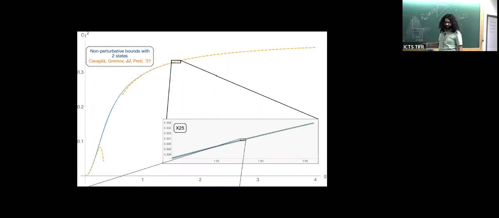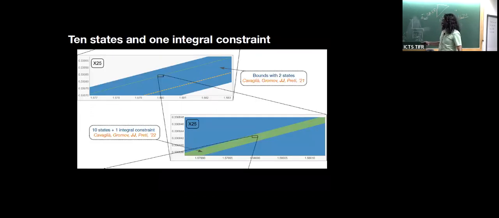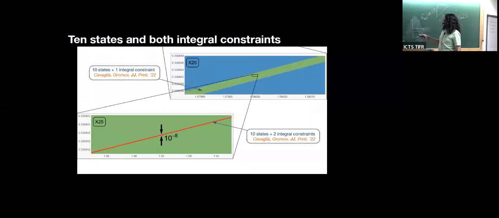Let's zoom in by 25 times, and then let's zoom in by 25 times again. Then we see this green line. This green line is what happens when you get 10 states and 1 integral constraint. But then if you zoom in on the green line again, you see that there's a red line. And what's the red line? The red line is what you get when you have 10 states and 2 integral constraints.